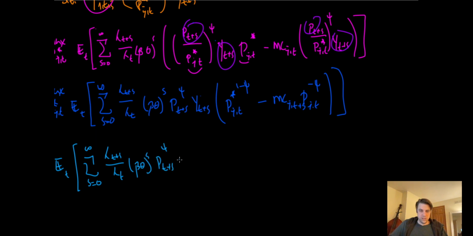p t plus s, psi, y t plus s. Here we get power rule. Power rule. I don't know why I can't say that word. I think I said product rule in a previous video when I meant power rule, so I was self-conscious. Minus 1, you get minus psi. Over here, we're going to get minus psi is plus.